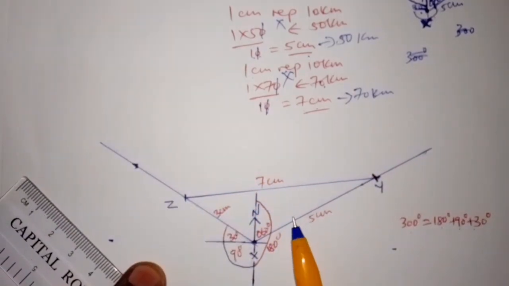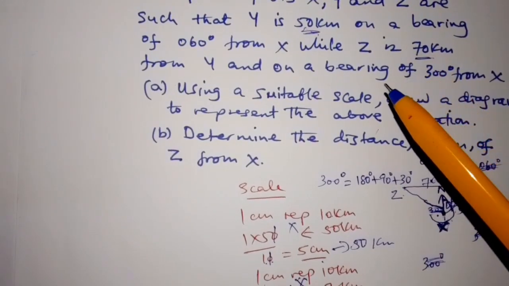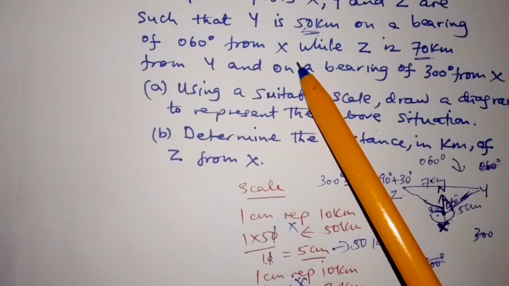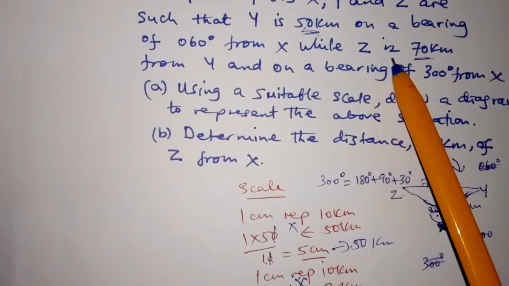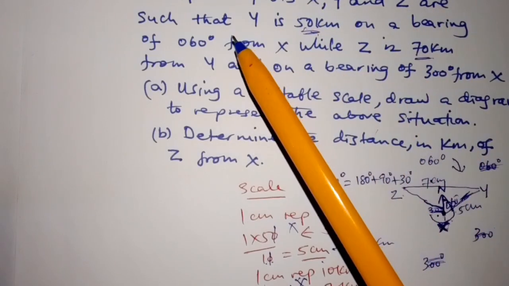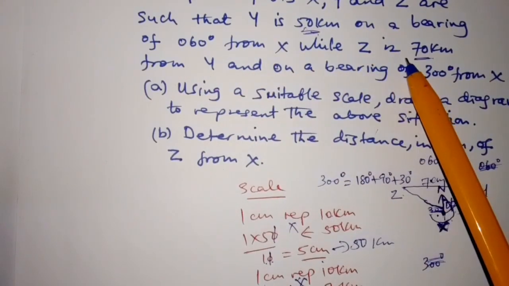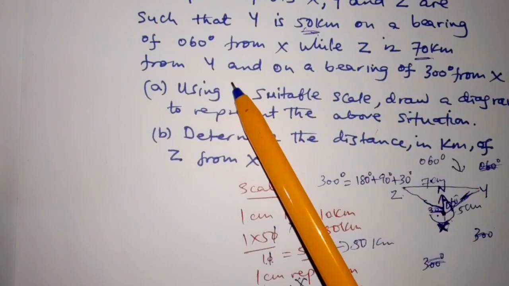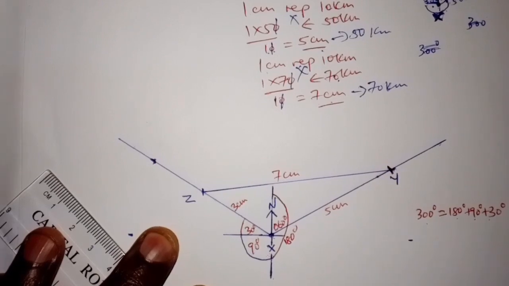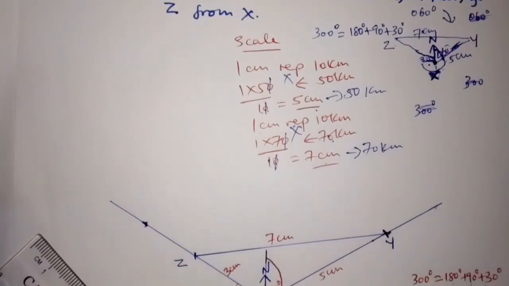Then we are being told that three police poles x, y, and z are such that y is 50 kilometers on a bearing of 060 degrees from x, while z is 70 kilometers from y. So this is our point z, and it is 70 kilometers from y on a bearing of 300 degrees.